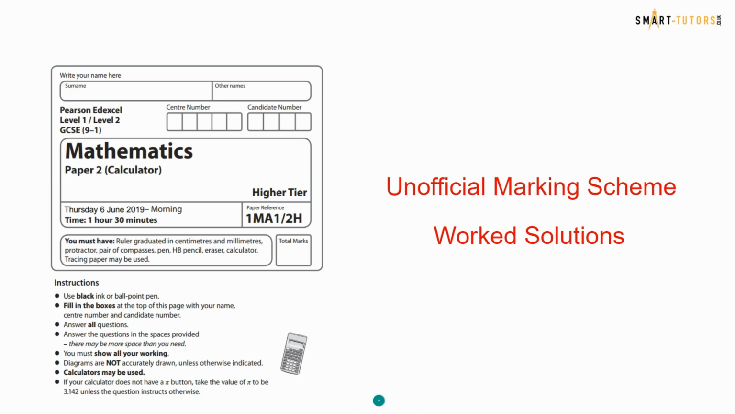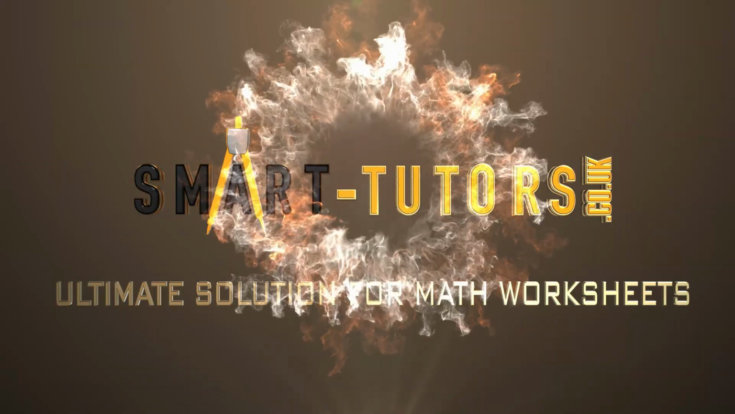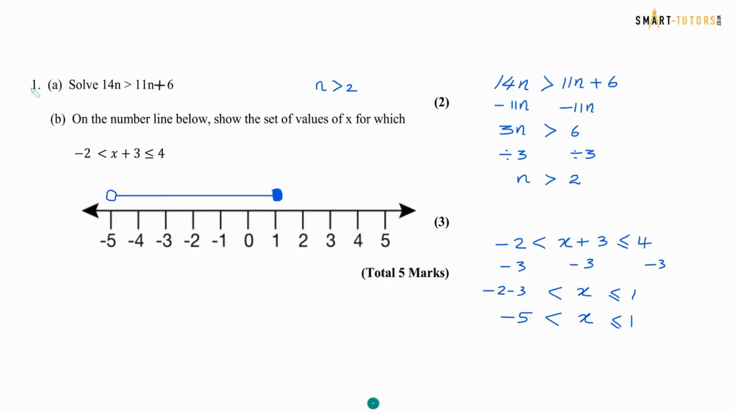Now let's look at the GCSE 2019 paper 2. Question number 1. Solve 14n greater than 11n plus 6. It's a linear inequality. So I have shown the working here, 14n greater than 11n plus 6. You take away 11n both sides, you end up with 3n greater than 6. Divide 3 both sides, so n greater than 2. So that is the answer for the first question, easy 2 marks.